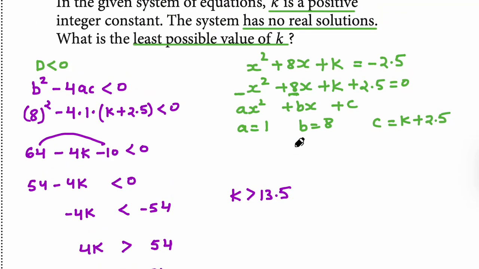Now let's come back to the question. k is a positive integer. So what is the first or the least positive integer which is greater than 13.5? That is 14, right? The least possible value of k was asked, not what will be the values of k. That was not the question. Otherwise, this would have been the answer. We have to answer one positive integer constant, which is the least possible value of k, which is 14. Okay, we have solved our question.